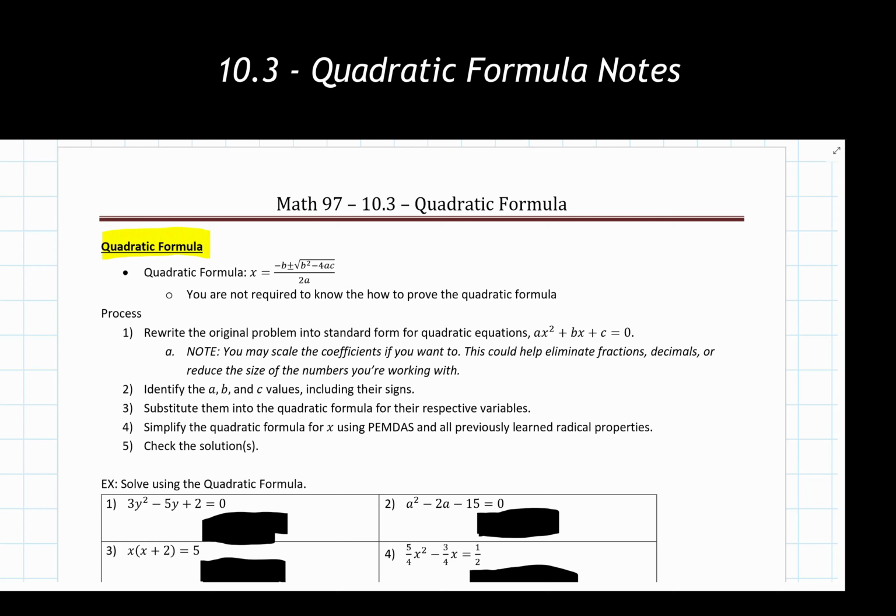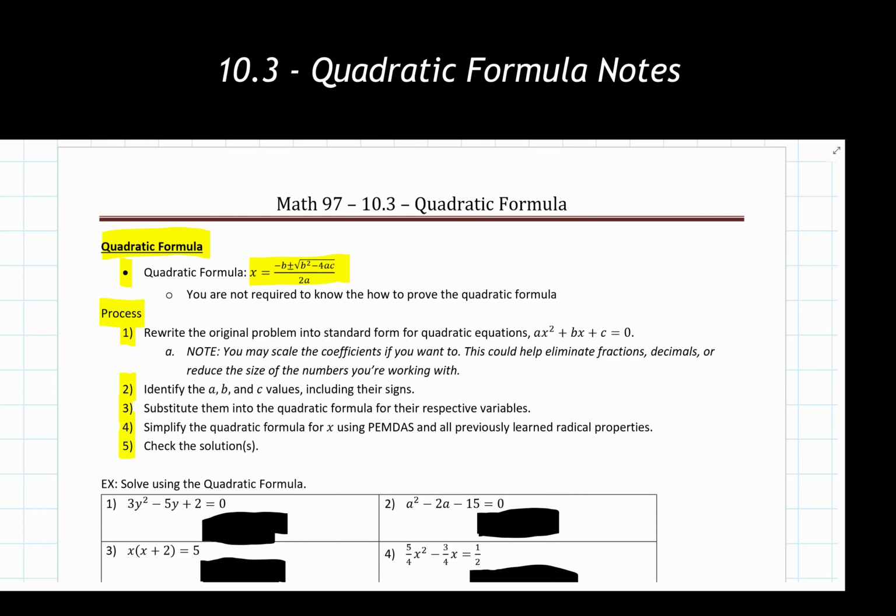So our actual quadratic formula is written out right here. It's negative b plus or minus the square root of b squared minus 4ac all over 2a. You're not required to know how to prove the quadratic formula, at the very least for my class, but if you wanted to look that up, that is something you could go find online if necessary, but it's not something that we are going to be covering in this video here.